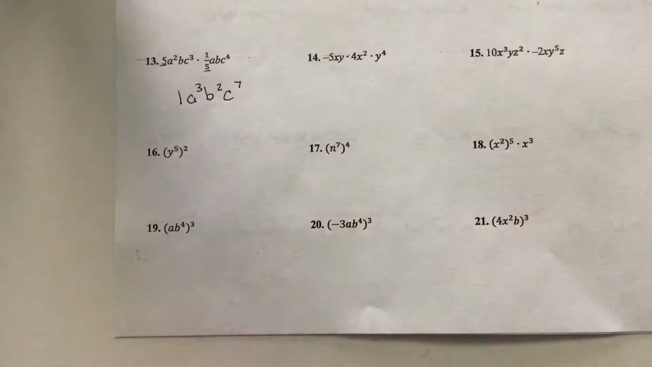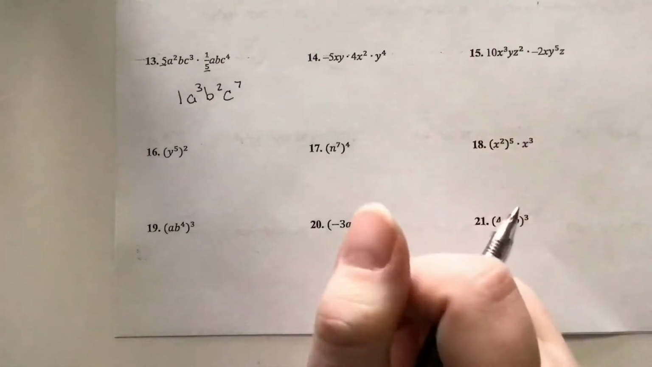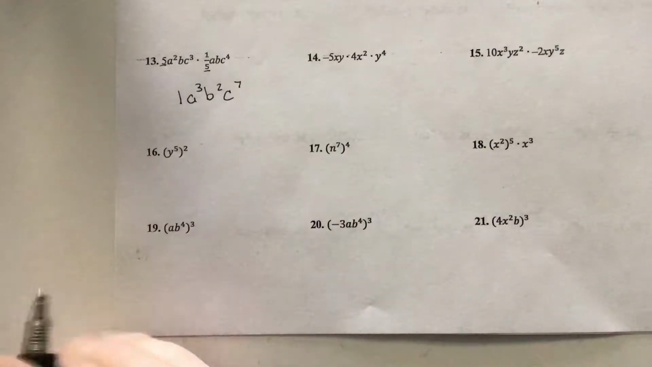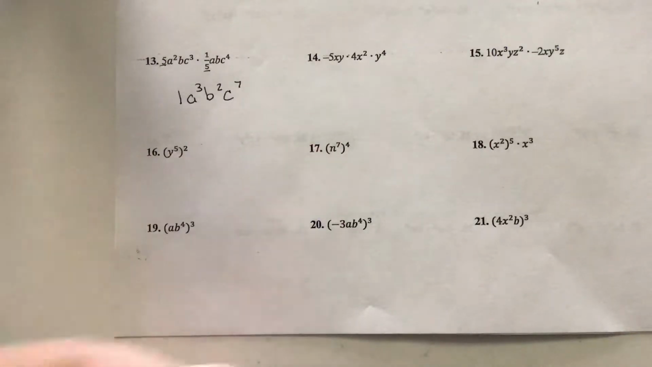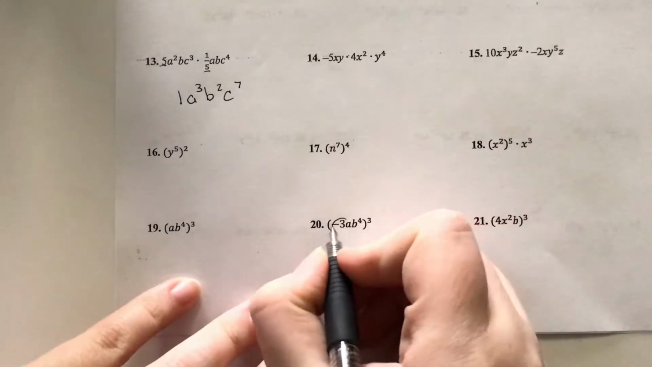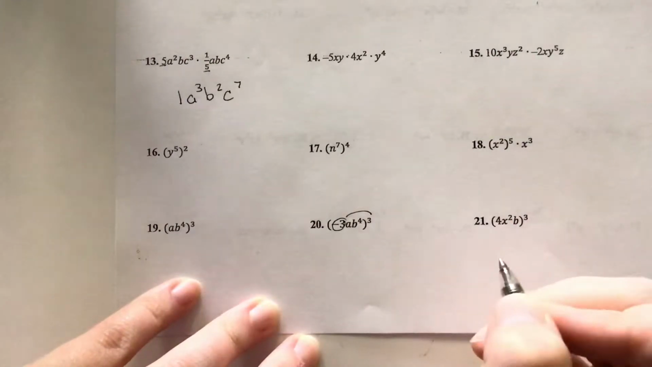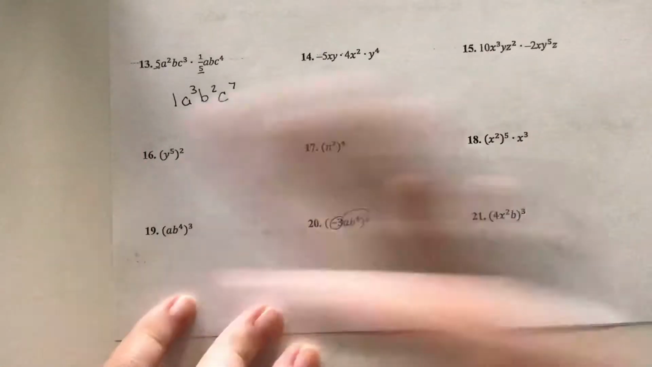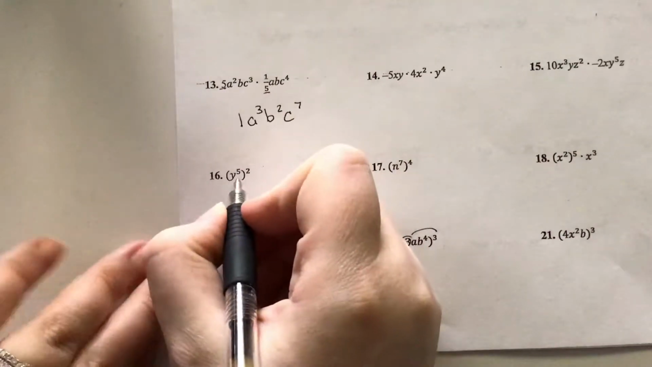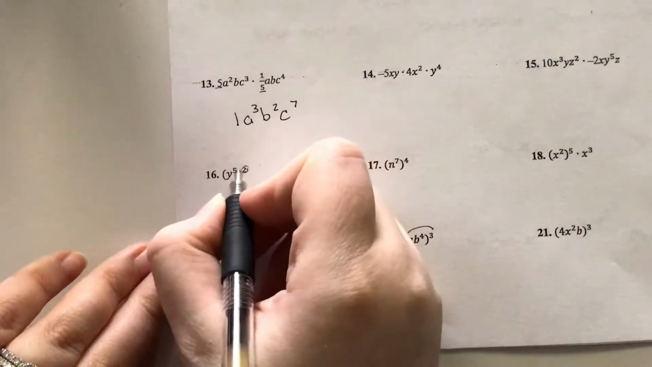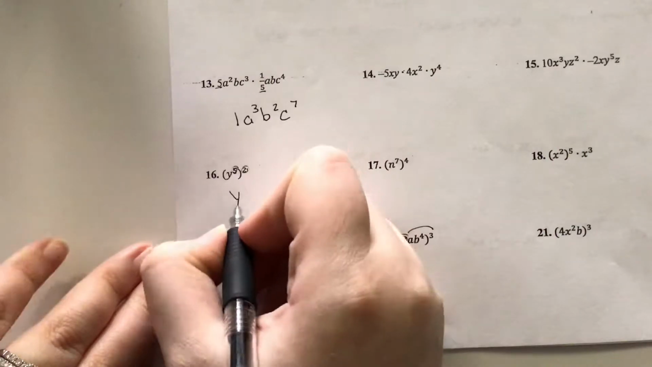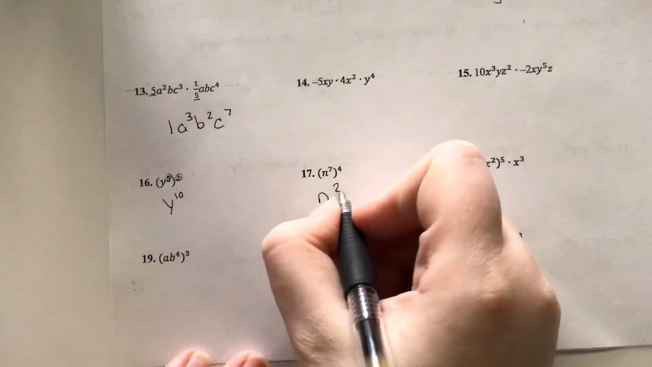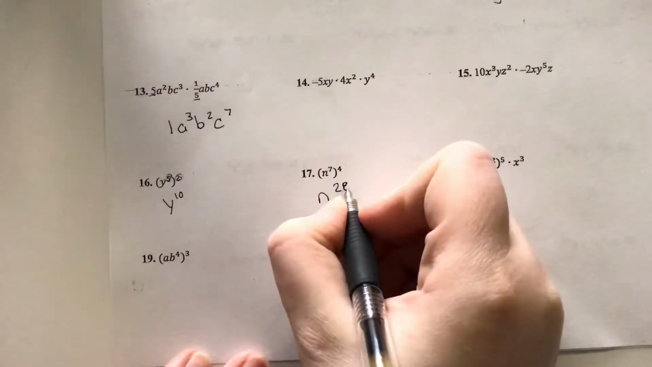Let's go down here to the power property. When you have a power property, you're going to be multiplying your exponents now. But if you have a coefficient, your coefficient needs to receive the exponent like a normal exponent. So like number 20, this would be -3 cubed, not -3 times 3. Just be careful with that, multiply exponents. This is like saying 2 groups of 5 y's, so it's 10. Number 17, this is n to the 8th.